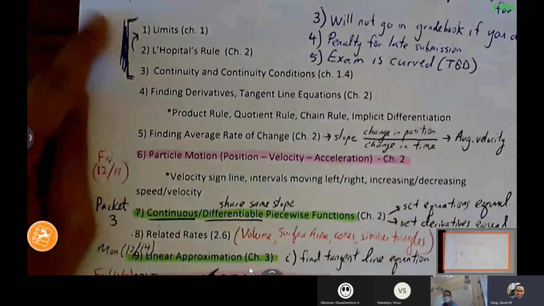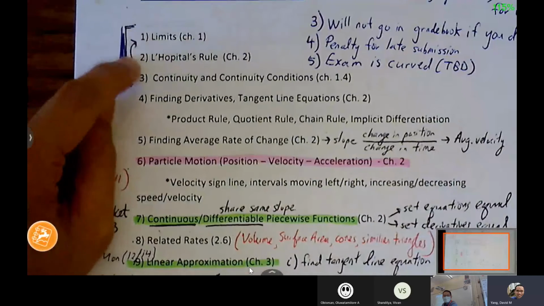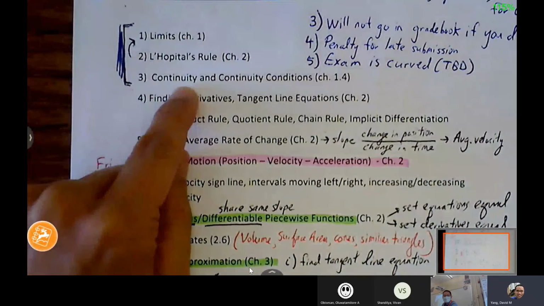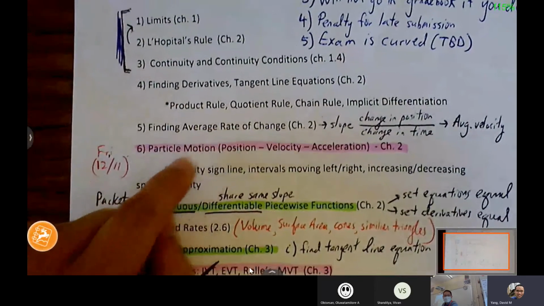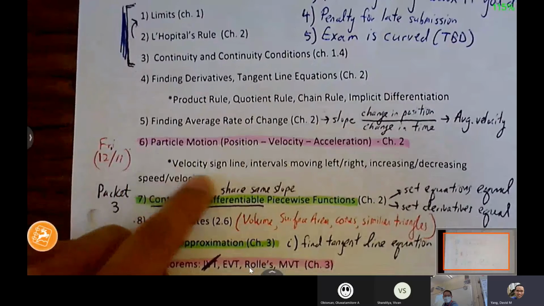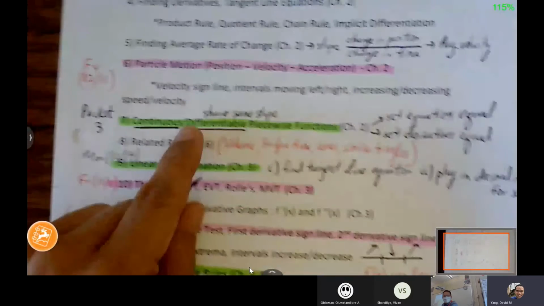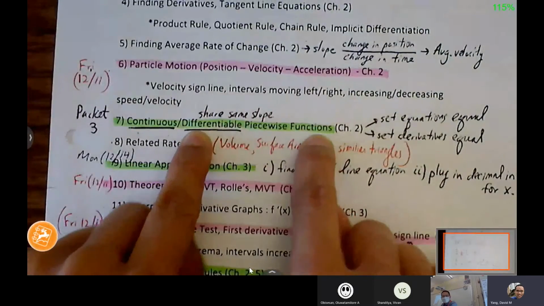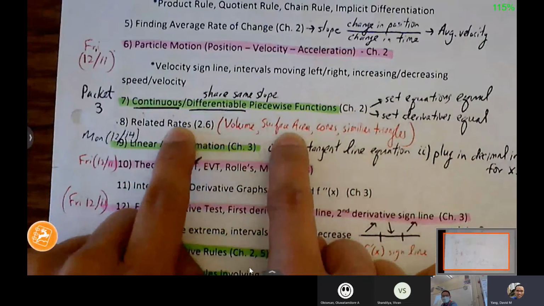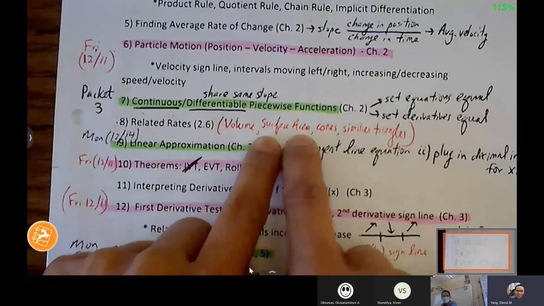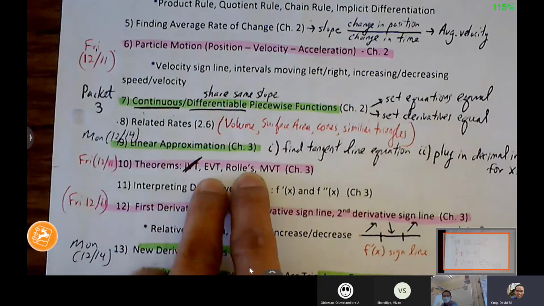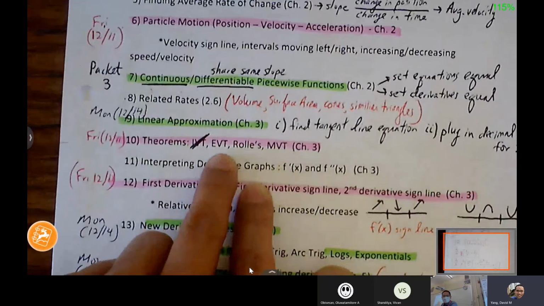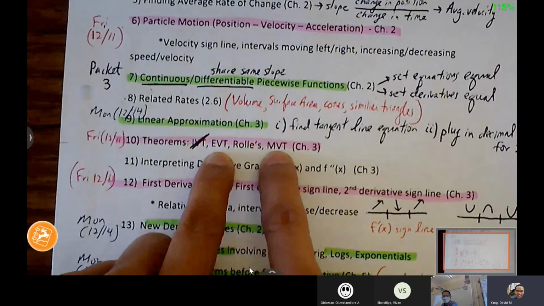So again, here are the topics. You got limits. L'Hopital's rule is tied into that. Continuity conditions. Derivatives. Tangent lines. Particle motion. Creating a velocity sign line. We did this in class today. Continuous differentiable piecewise function. Related rates. Volume, surface area, cone, similar triangle. We did linear approximation. We just highlighted EVT and we did the mean value theorem.